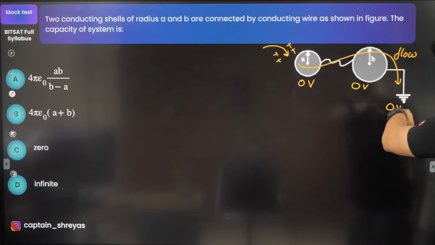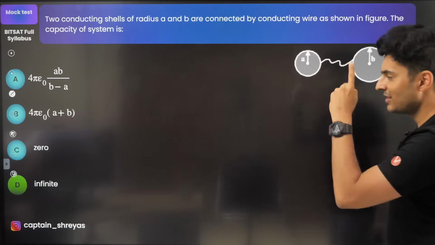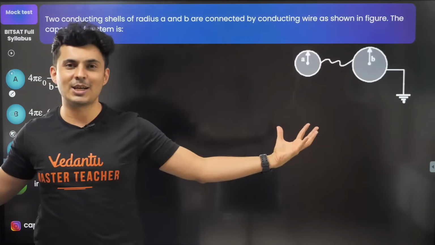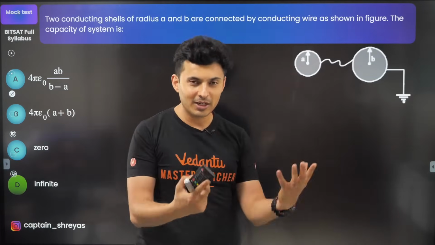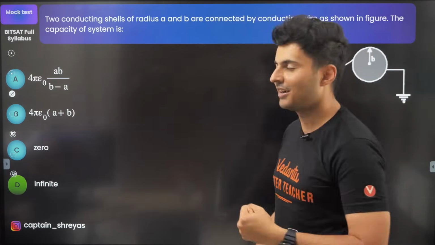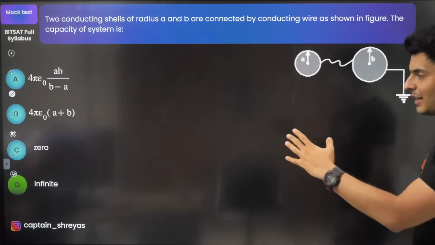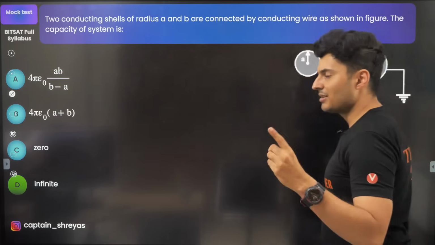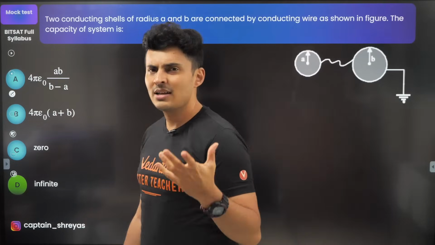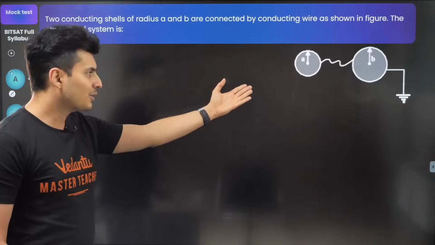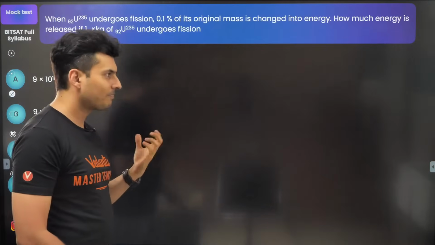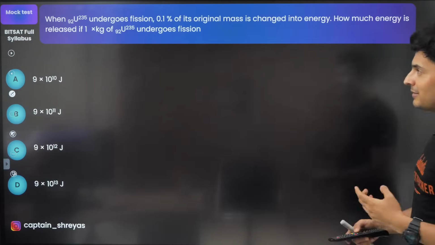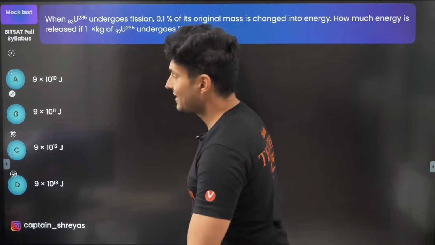All the charge will just flow inside the earth, hence the capacitance would be infinite. It has a large capacity, as large as you want. That means it has infinitely large capacitance. So it's a direct question, conceptual based. You don't need any formula, just need to understand what is the meaning of capacitance and what is the significance of grounding over here.